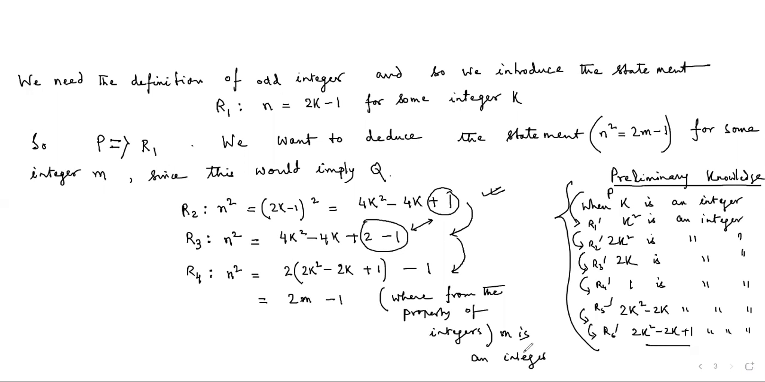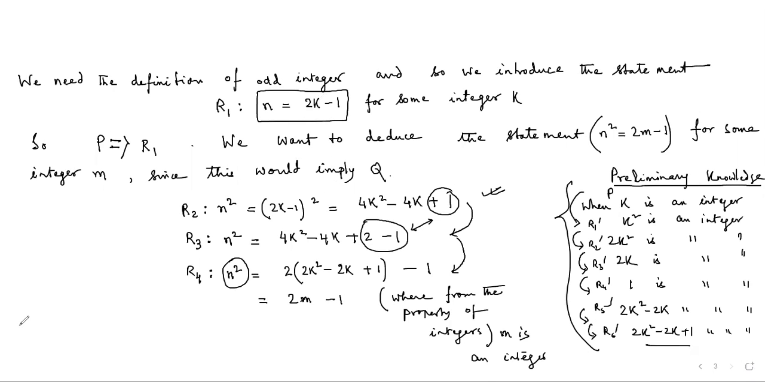And not only this, you see that this n square term is actually of the form twice m minus 1. When n is an odd integer, its term is of the form twice k minus 1. So n square is all of the form twice m minus 1. So actually, we are getting something that we wanted to get.